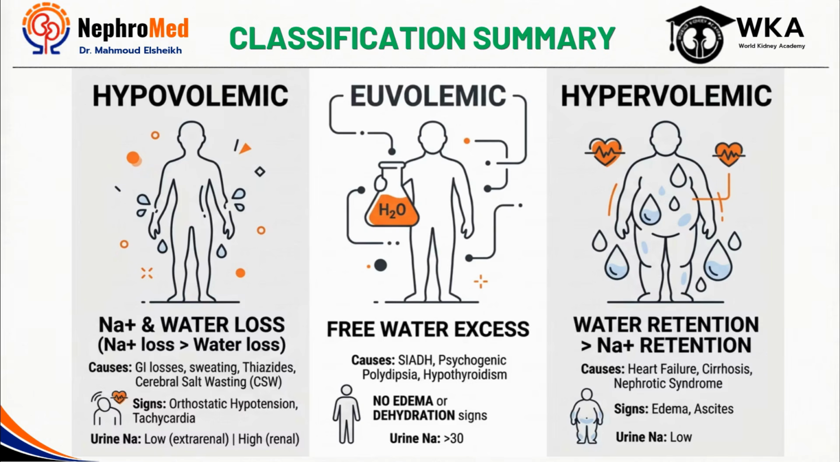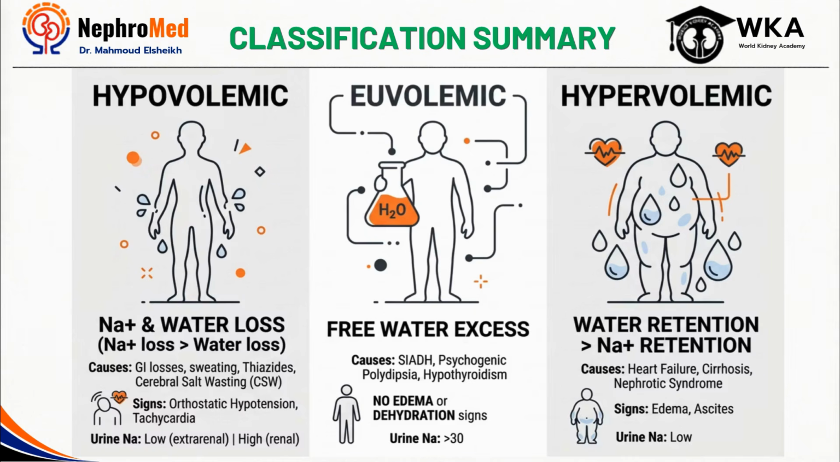In euvolemic hyponatremia, total body sodium remains relatively normal, but there is excess free water retention. This is the classical physiology of SIADH. Patients usually don't appear overtly dehydrated or edematous, which makes diagnosis more challenging. Common causes include pulmonary disease, CNS disorders, medications, psychogenic polydipsia, and hypothyroidism in some rare cases. Finally, in hypervolemic hyponatremia, both sodium and water increase, but water retention predominates. This occurs in conditions such as heart failure, cirrhosis, and nephrotic syndrome.